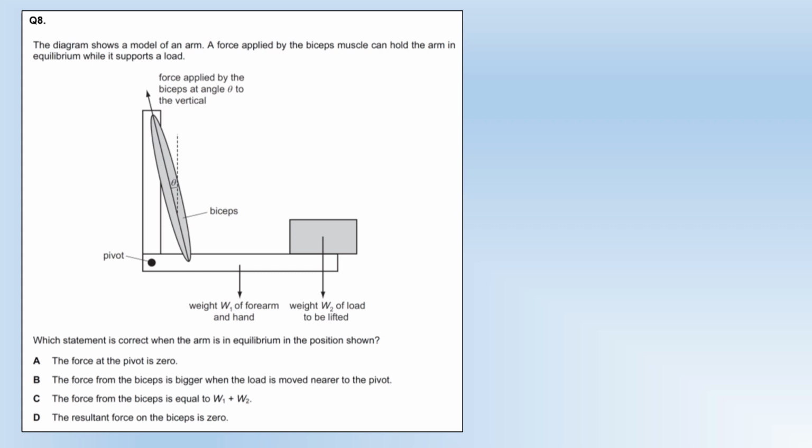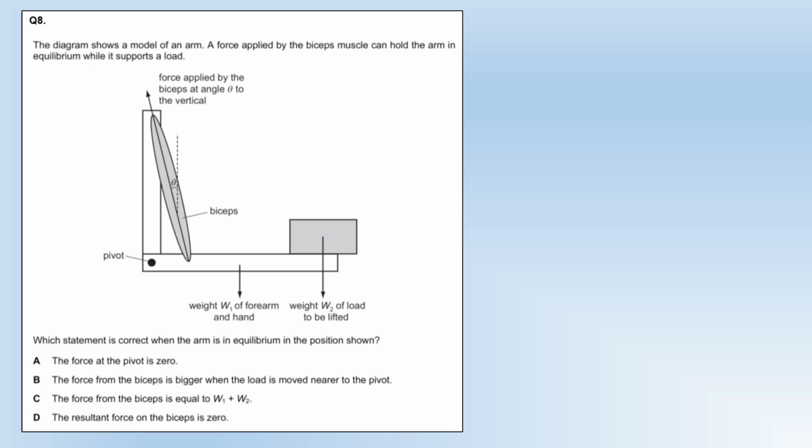The force from the biceps is bigger when the load is moved nearer to the pivot. No, so if the load is moved nearer to the pivot, the moment of its weight force gets smaller, so the force of the bicep would get smaller. The force from the biceps is equal to W1 plus W2. Again, no. First of all, the force is at an angle, so if it was the only force, it would have to be greater than W1 and W2, and there'll also be an upward force at the pivot too.